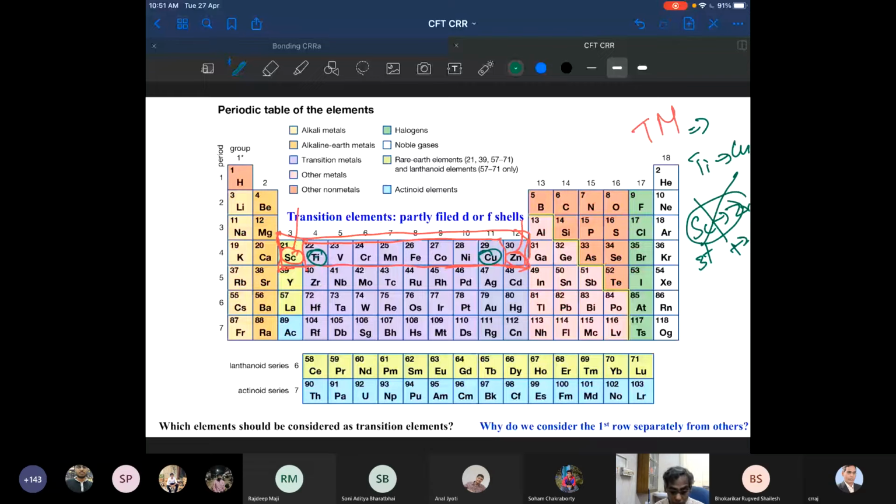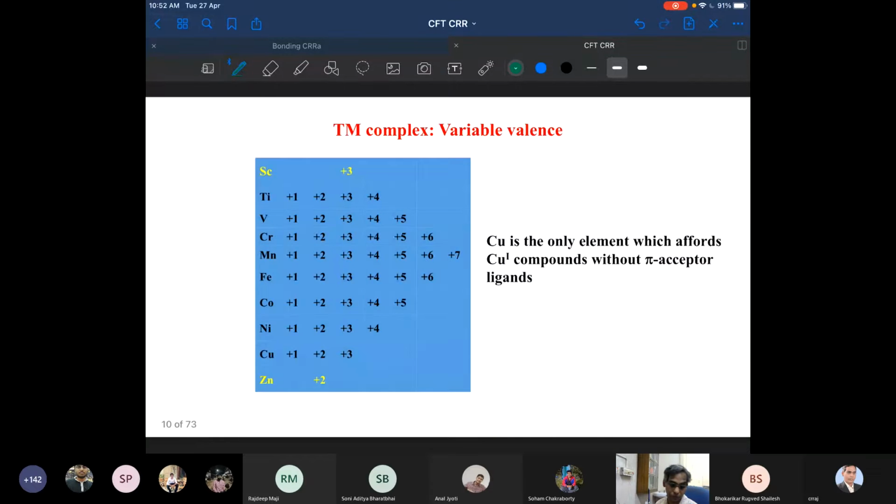Why do we do that? These elements, that is titanium to copper, have a peculiar property. We can group them together so they can be comfortably studied with the help of crystal field theory, right? I hope you read this one. Why do I consider the first row separately in the transition metal definition? Okay. Now look here.